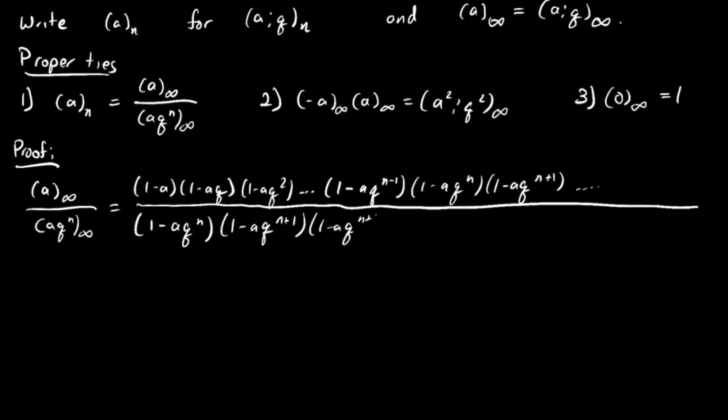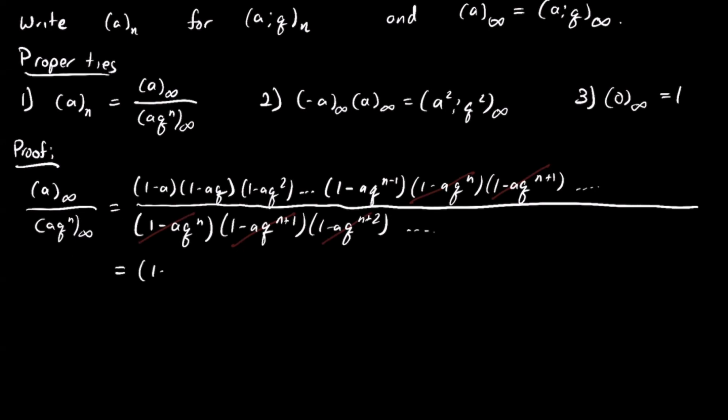And this is an infinite product, so this goes on forever. And one thing that we notice is that there's some nice cancellation that happens. Namely, this 1 minus a q to the n cancels with the numerator. This 1 minus a q to the n plus 1 cancels with the term in the numerator, and so on and so forth. We see that there's an infinite amount of cancellation which happens.